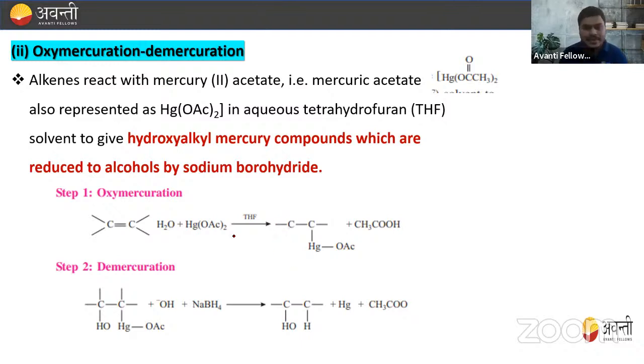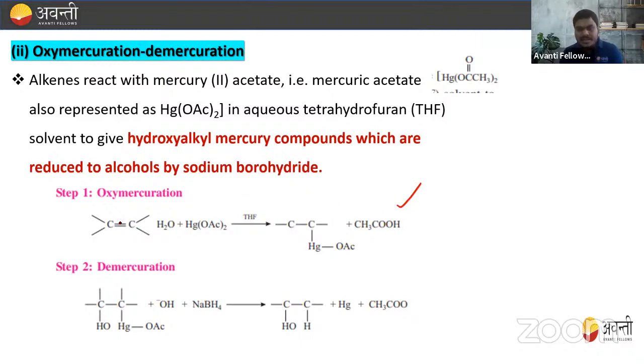Then we get a chemical structure like we have a CC, right? We have an alkene, so C double bond C. This reacts with H2O and mercuric acetate in the presence of THF, that is tetrahydrofuran. So we'll get this C and this Hg and OAc, and what will form? CH3COOH, acetic acid.